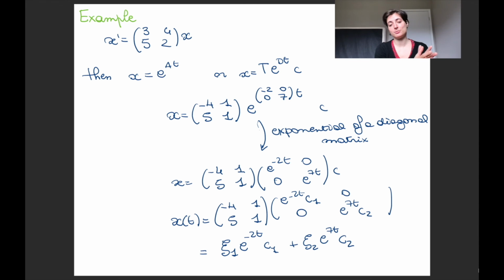the first column of T times exponential of minus 2t, that is the exponential coming down from the first element of the diagonal D, times t, times c1, plus the second column of T, that is the second eigenvector, exponential of the second eigenvalue times t times c2. This is a justification of what we did last week. Why could we do what we did last week? Because the matrix exponential works as we have constructed this week.